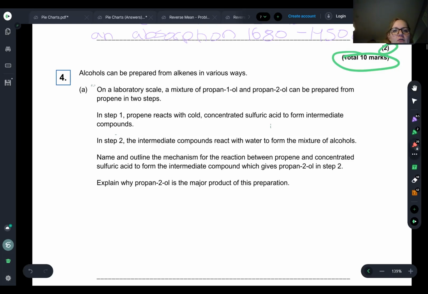So we're making alcohols from alkenes. On a laboratory scale, we can get a mixture, that's an important word, of propan-1-ol and propan-2-ol, and it can be prepared from propene in 2 steps. In step 1, our propene reacts with cold concentrated sulfuric acid to form intermediate compounds. That's quite important, that part. In step 2, our intermediate compounds react with water to form the mixture of alcohols, because obviously we've got the 2.